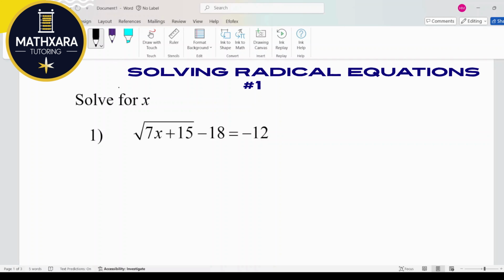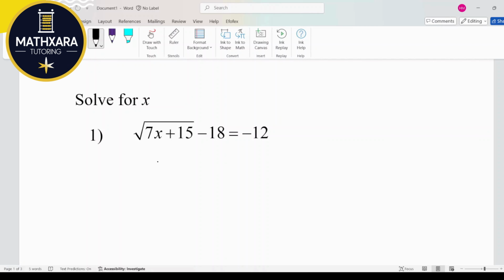In today's video, we will be solving radical equations. Now, a radical equation has a variable under a square root or an nth root. We need to isolate the section that actually has our root.